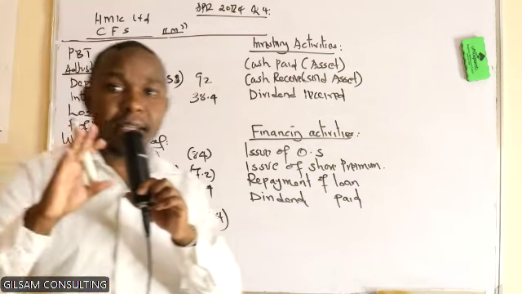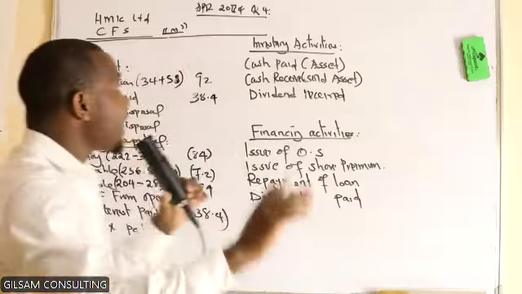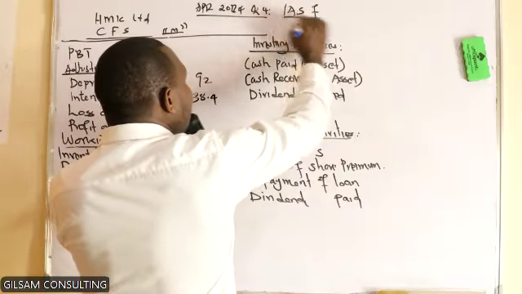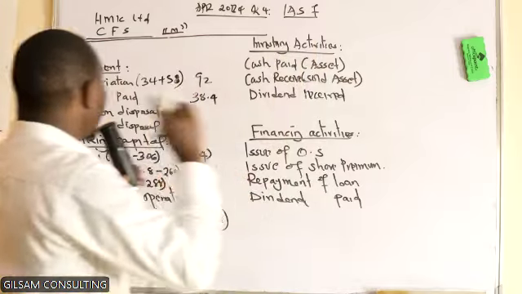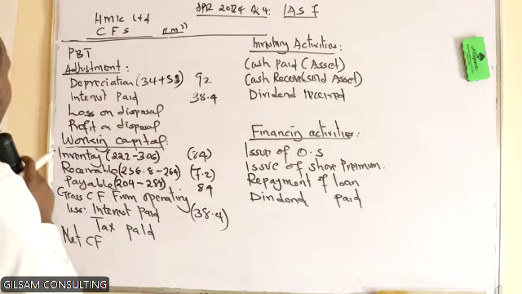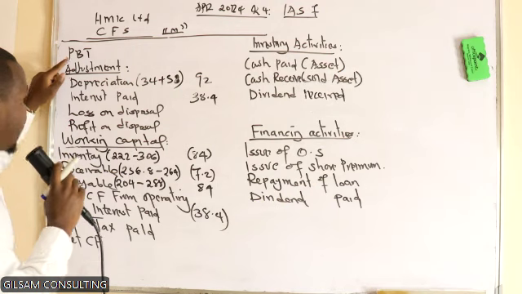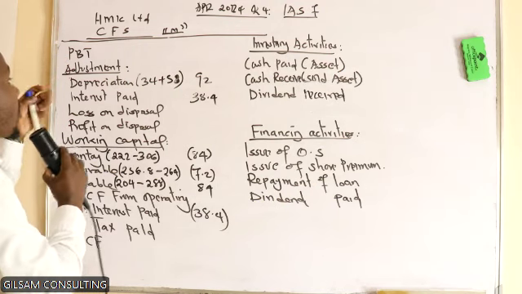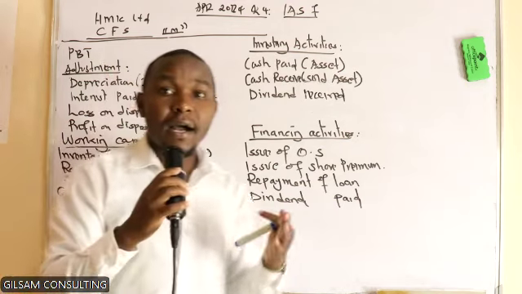The cash flow statement. Remember, the cash flow statement is governed by accounting standard IAS 7. So don't forget that it is governed by standard IAS 7. Here with me, we have a format for the cash flow statement, which we start with the profit before tax. And then we add back, or we do adjustment. This adjustment is non-cash flow adjustment.